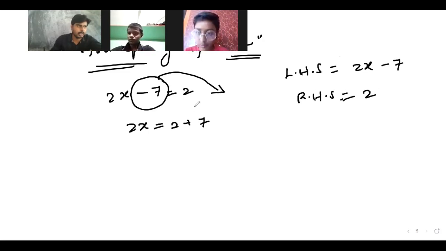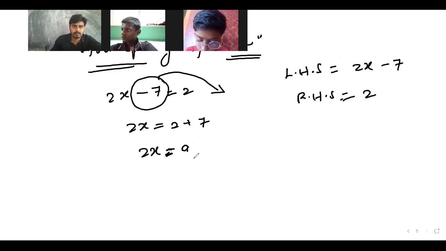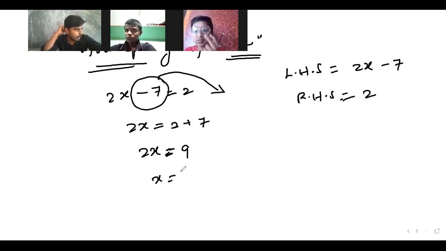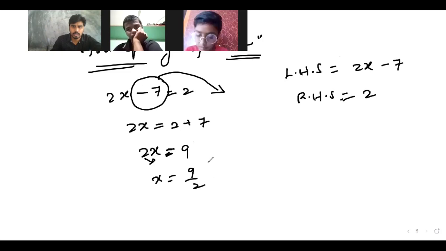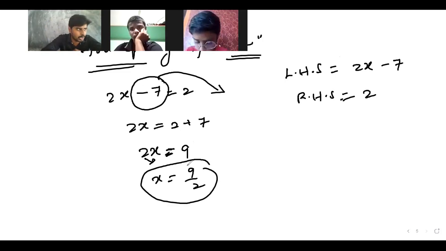Okay. So now 2x equals 2 plus 7, which gives us 9. As we learned in the previous case, what do we do now? I'm transposing 2 again. What does it become? 9 by 2. Got it? Any doubt? Now this 2 goes to the denominator: 9 by 2, because we are transposing 2 here. Okay. Any doubts? Now transposing of subtraction is also over.